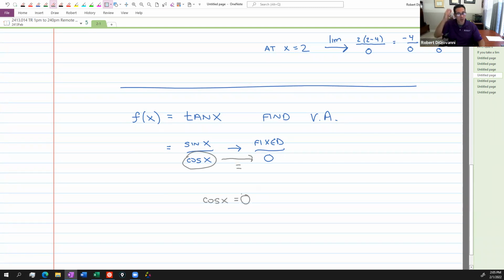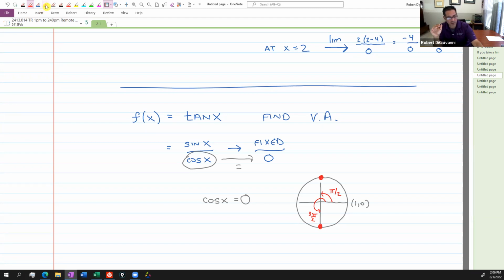And this is where you can go to your unit circle and solve and get a general solution. So on the unit circle, cosine is the x-coordinate, right? And the places that the x-coordinate are zero are here and here, which would correspond to this angle here, which is pi over two. And then I could go this angle right here, which is three pi over two, right? That would be two answers, but there's actually an infinite number of them.